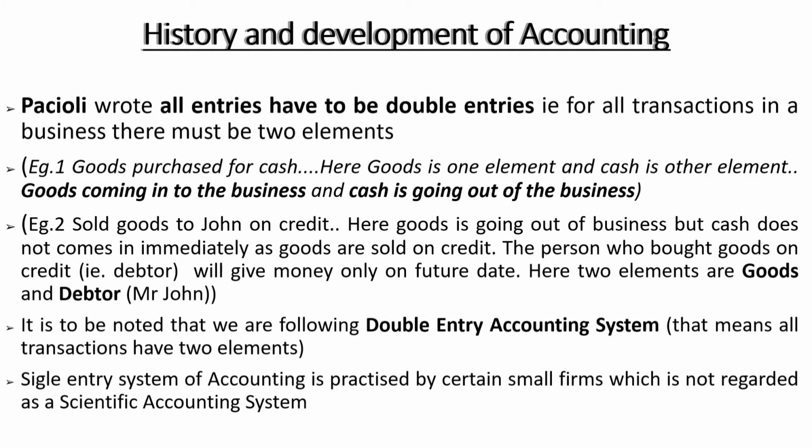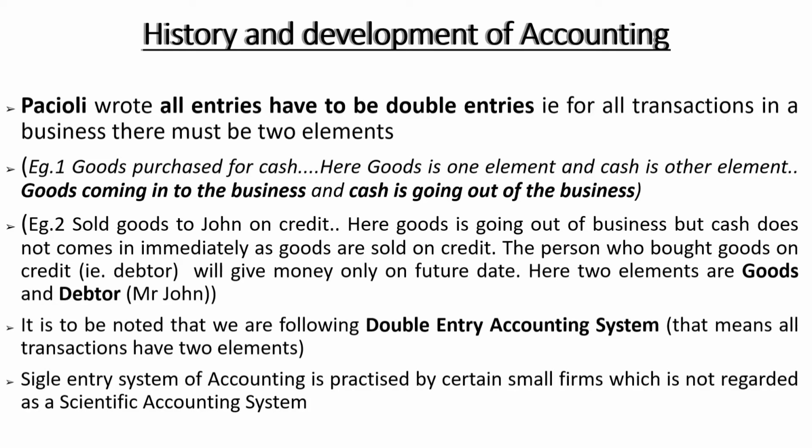The single entry system of accounting is practiced by certain small firms, but it is not regarded as a scientific accounting system. Only the double entry accounting system is regarded as a scientific accounting system. Luca Pacioli, an Italian mathematician, is the father of modern accounting, or the modern double entry accounting system.